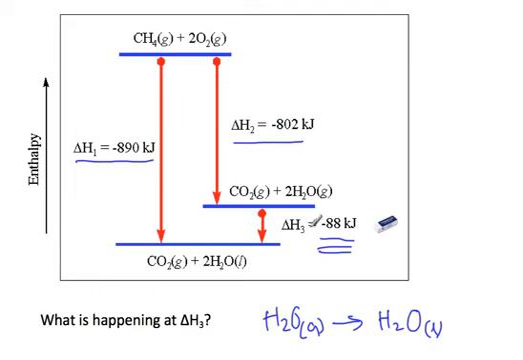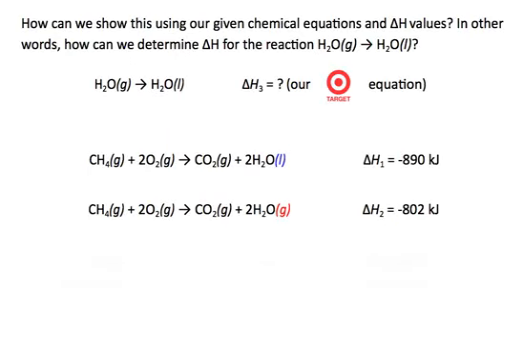Negative 802 plus negative 88 yields negative 890. Makes sense. Single step, negative 890. Two steps, same value. Well, how can we show that from an algebraic point of view? So this is the second part of Hess's law of heat summation. Basically what you look for is a target equation. And you're often given these, have to be given that typically. So that's, again, what we're looking for. We're trying to determine the delta H for the condensation of water from a gas to a liquid. So that's our target equation.